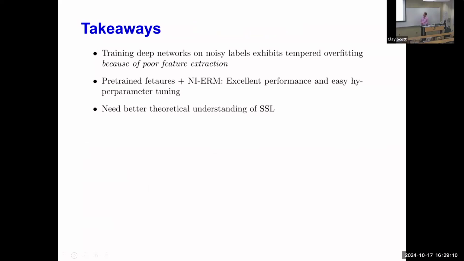So the takeaways from this empirical part is that this temporary overfitting, the degradation in performance when you have noisy labels, it seems like that can be attributed to poor feature extraction. So when you train ResNet 50, you train all the weights with noisy labels, you learn poor features. If you have good features, the noisy labels actually don't hurt you, because our method, this noise ignorant ERM, actually works really well.